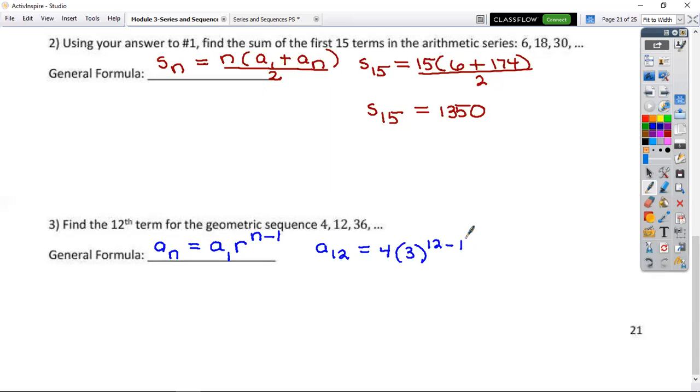Remember, if you ever can't find a ratio, it is always found by the second term divided by the first. So now you can place this in the calculator exactly as written. And then if it results in an answer in decimal, you're going to just put math, enter. This one does not. So I've got an answer of 708,588.